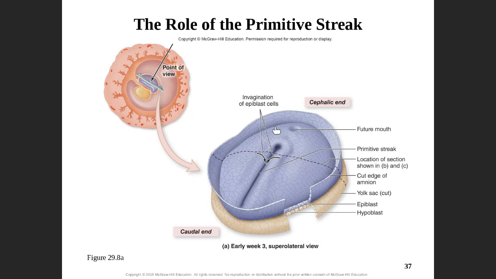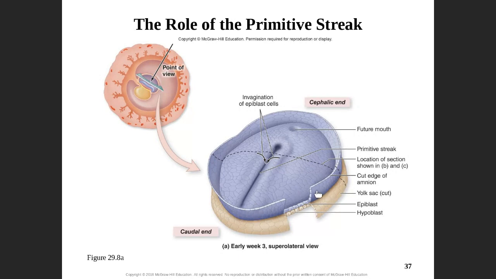At this end here, this is the cephalic end. That's going to be where the head is going to be. And then down here is the caudal end. That's going to be near the tail, or the rump, the baby's bottom.